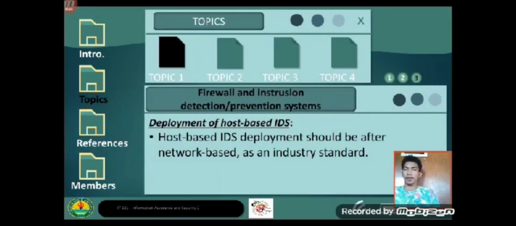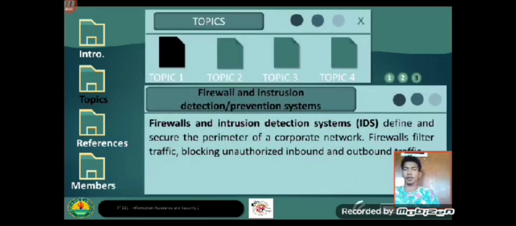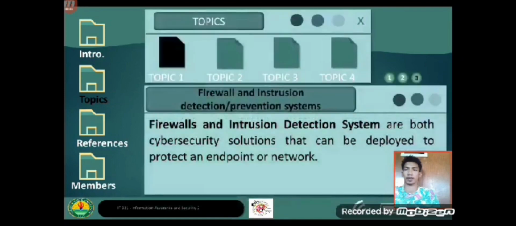Deployment of host-based IDS. Host-based IDS deployment should be after network-based as an industry standard. Firewalls and intrusion detection system, or IDS, define and secure the perimeter of a corporate network. Firewalls filter traffic, blocking unauthorized inbound and outbound traffic.